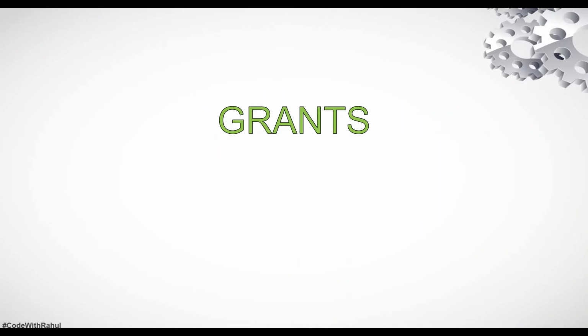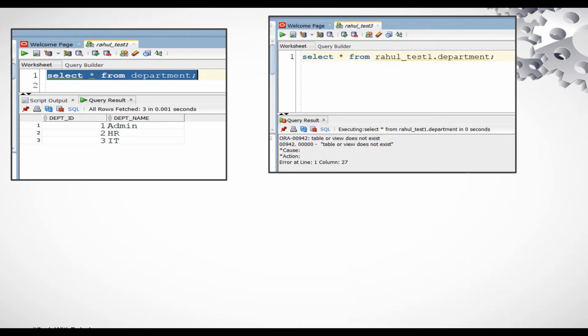So now let's look at the recap for grants and synonym concept. So in grants, let's suppose we have one table, department. Guys, when we are showing you the screenshot for these tables and the grants and synonym concept, just focus on this schema name or username Rahul_test1. This is very important to understand these concepts. So in Rahul_test1, there is one table department. In Rahul_test3, we will not be able to see this because we do not have proper grants.